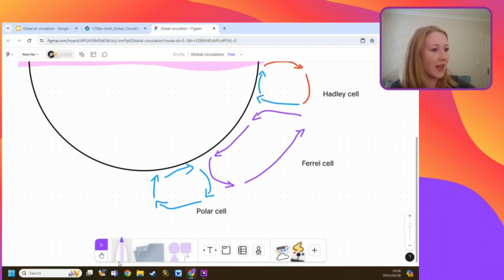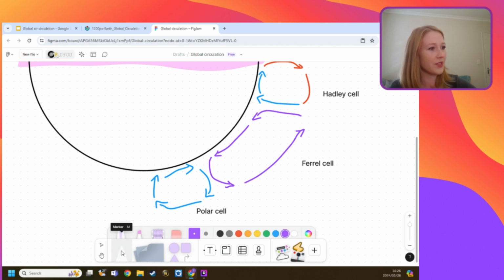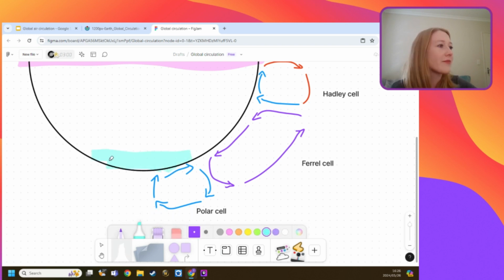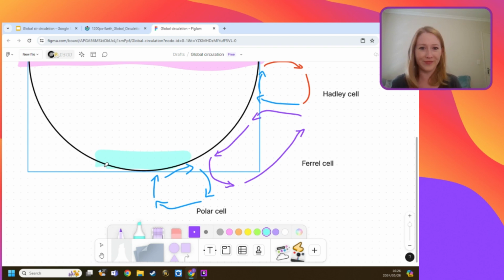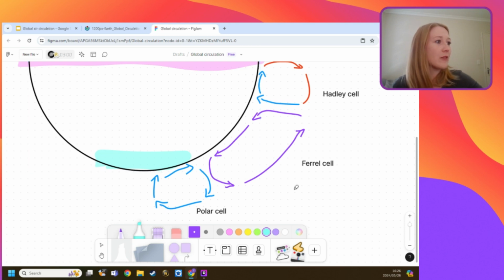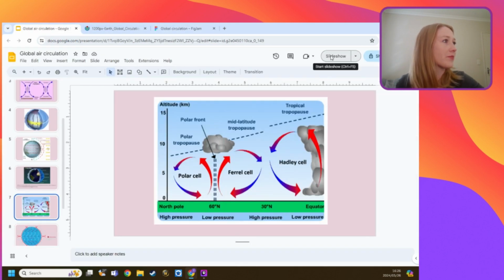I realize I didn't highlight the poles to be cold. Do that. There we go. It's cold, just in case you weren't aware. So a neater version of this diagram right here.